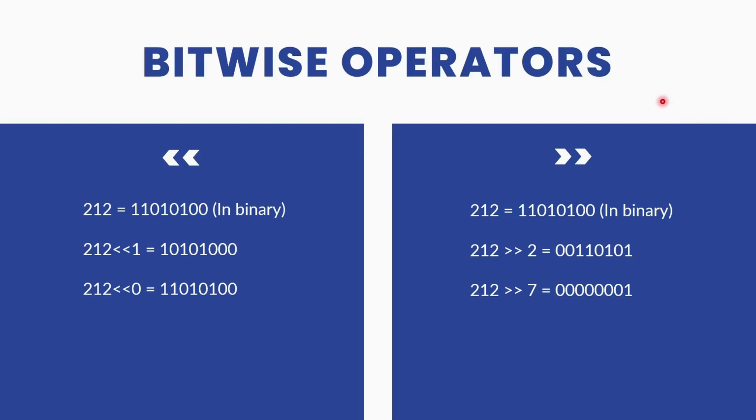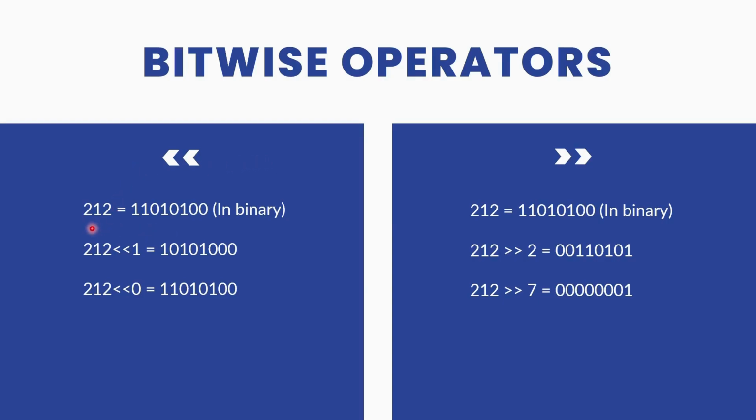Shift operators are of two types, left shift and right shift. First, left shift operator. The left shift operator shifts all the bits towards left by a certain number of specified bits. Now the bit positions that have been vacated are filled with 0.